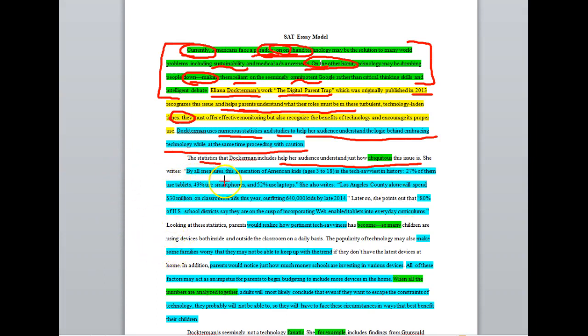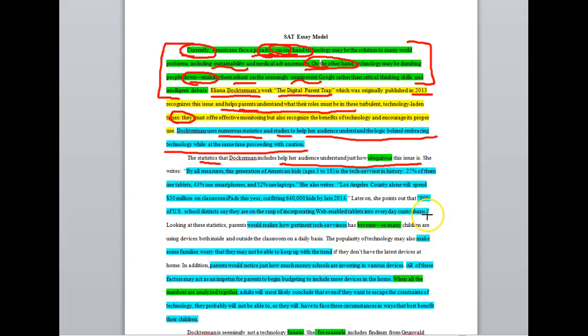She writes, "By all measures, this generation of American kids, ages 3 to 18, is the tech savviest in history. 27% of them use tablets, 43% use smartphones, and 52% use laptops." She also writes, "Los Angeles County alone will spend $30 million on classroom iPads this year, outfitting 640,000 kids by late 2014." Later on, she points out that 80% of U.S. school districts say they are on the cusp of incorporating web-enabled tablets into everyday curriculums.